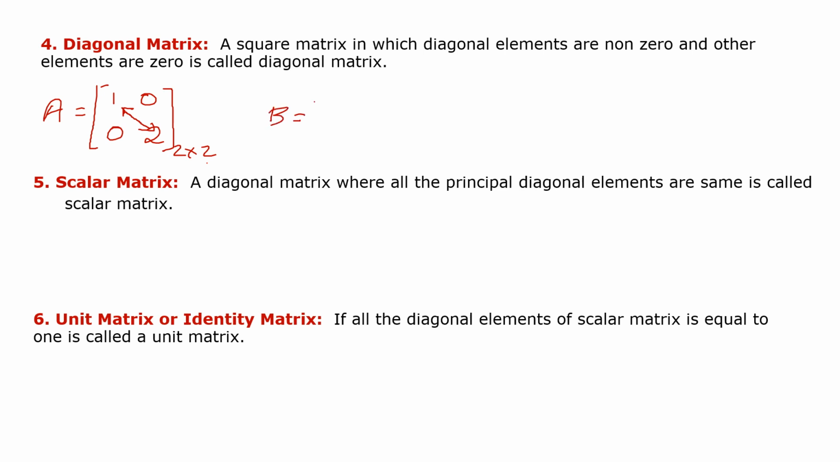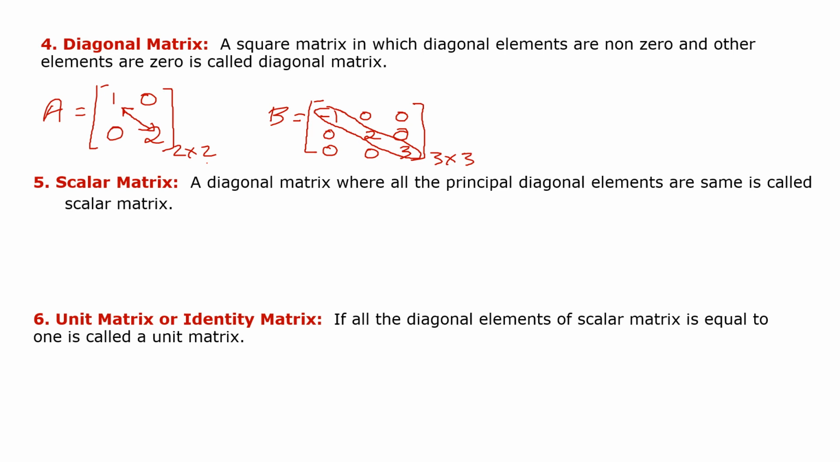One more example, let's see. Matrix B. Matrix B is -1, 0, 0, 0, 2, 0, 0, 0, 3. This is a 3 by 3 matrix, but you see here the diagonal. This is the diagonal, and the diagonal elements are non-zero. So such matrices are called diagonal matrix.